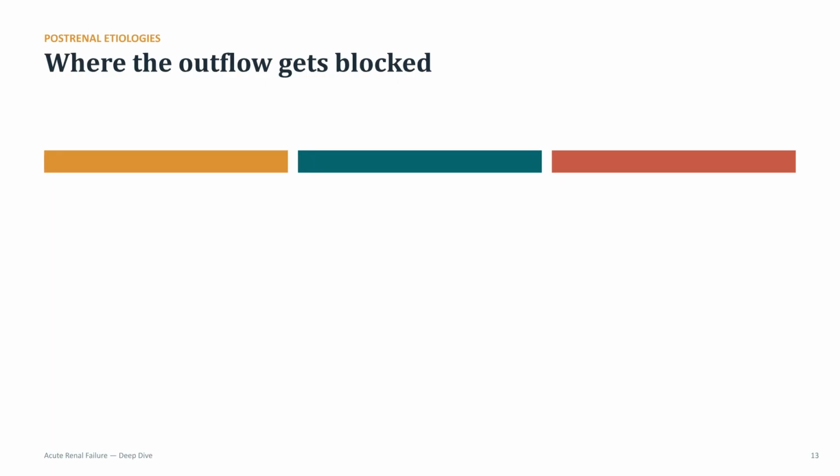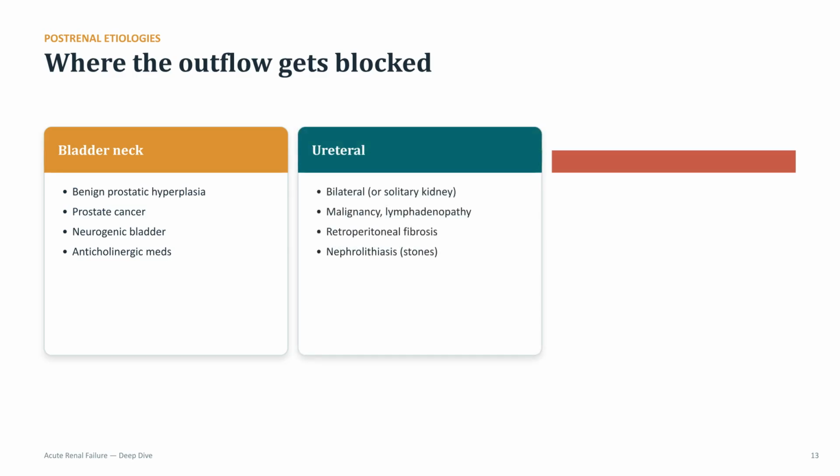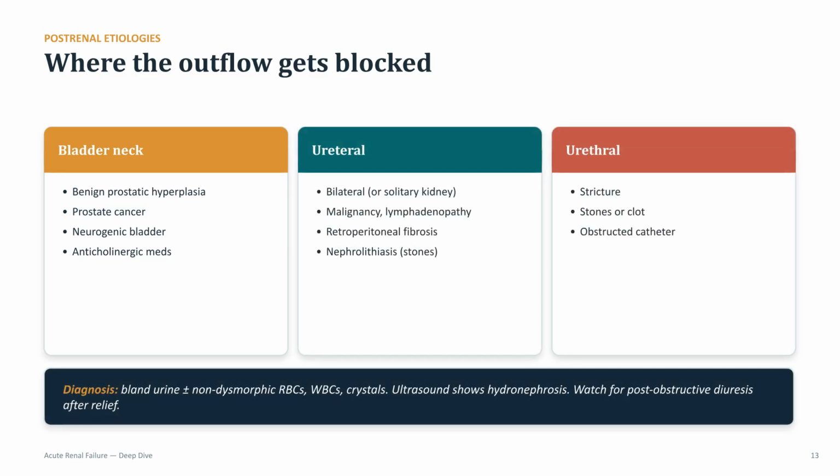Postrenal failure occurs when urine outflow is blocked. Causes range from bladder neck obstruction by BPH, to bilateral ureteral issues, to urethral blockages. Diagnosis involves imaging, where ultrasound typically reveals hydronephrosis. Be prepared for a significant post-obstructive diuresis once the obstruction is relieved.